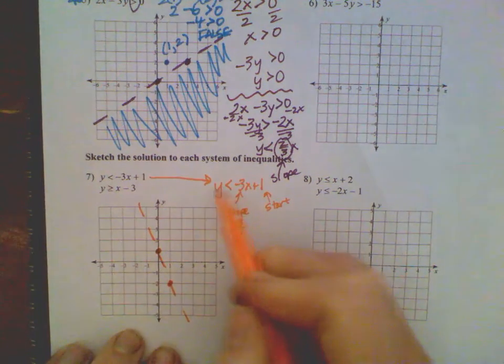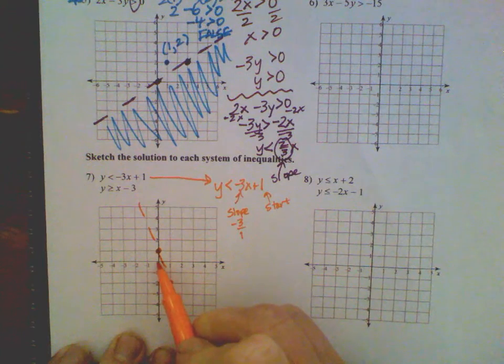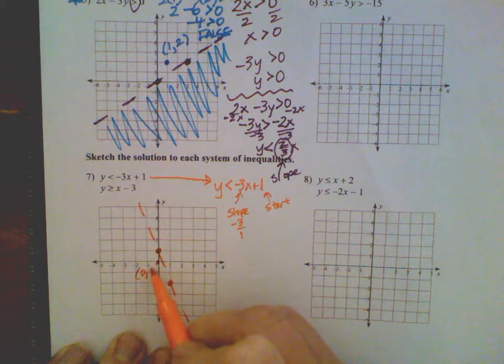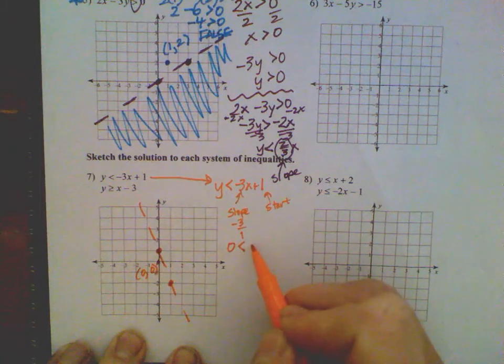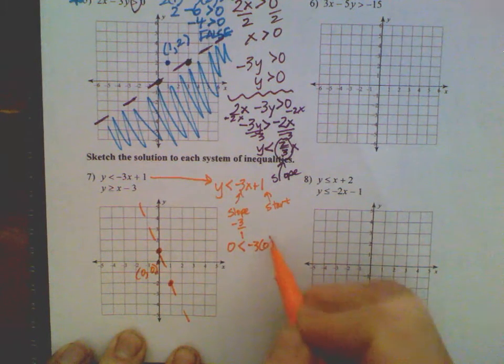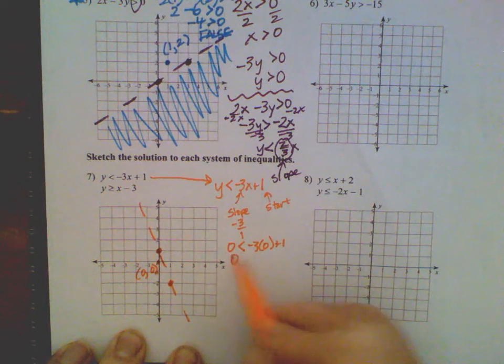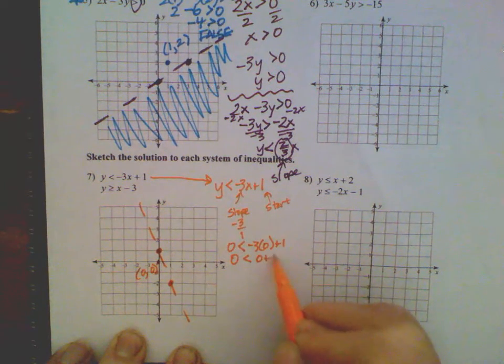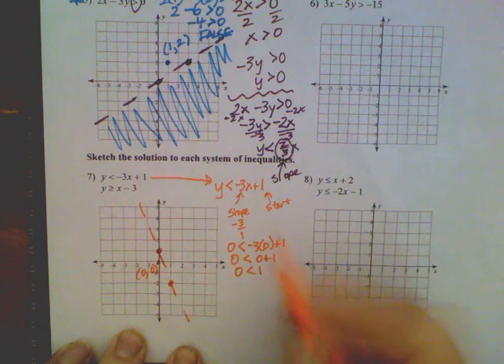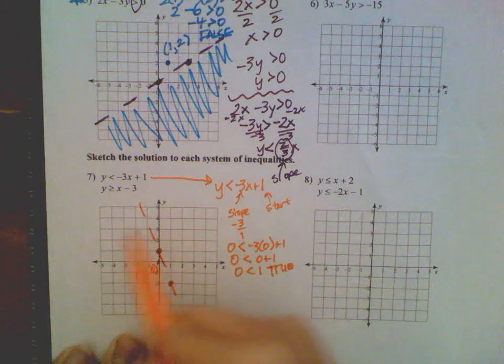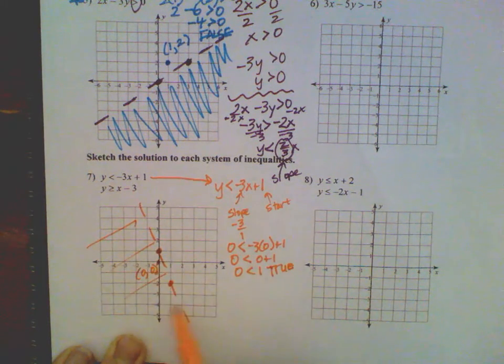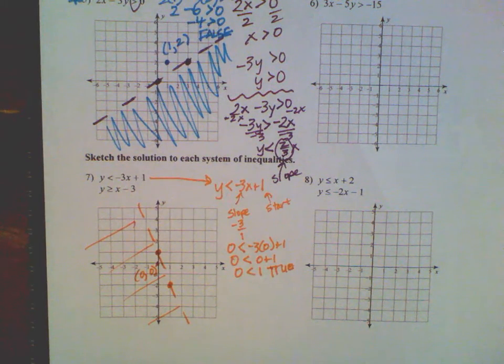I'm going to do my test point. It doesn't go through 0, 0, so thankfully I can use my test point of 0, 0. So is 0 less than negative 3 times 0 plus 1? Is 0 less than 0 plus 1? Is 0 less than 1? That is true. That means I'm going to shade in the direction of 0, 0. That means 0, 0 can be included in my shading.